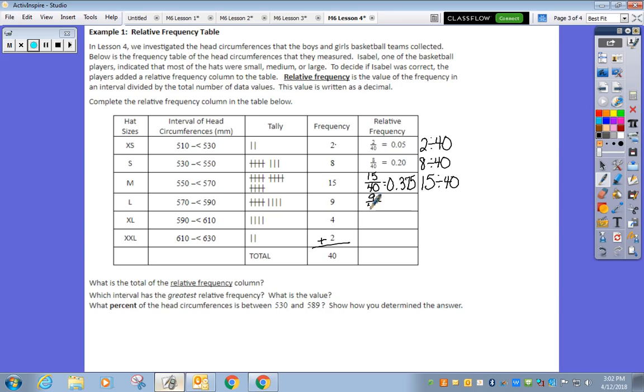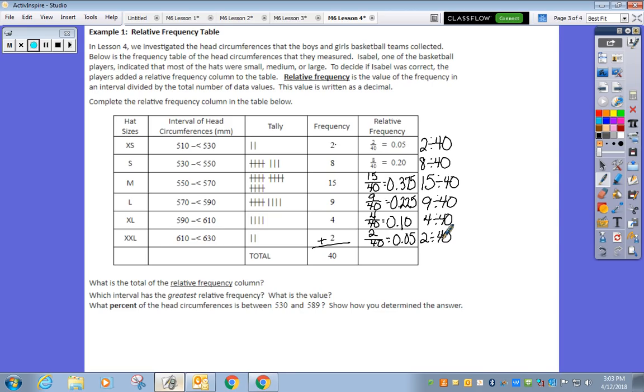9 out of 40 is the same as 9 divided by 40. And 9 divided by 40 gives me 0.225. 4 out of 40 for extra large hats is going to be the same as 4 divided by 40, which is 0.10, or 0.1. And then the last one, once again, is 2 out of 40. I already have that work done up here. So I have my answer.